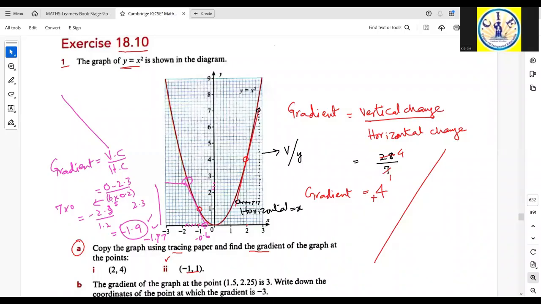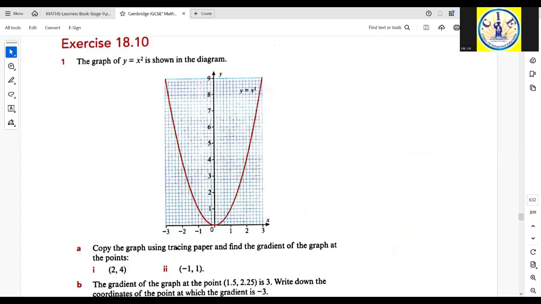Okay, then it is part B now. The gradient of the graph at this point is 3. Write down the coordinates of the point at which the gradient is negative 3. Okay, first of all, we need to jot down the point, 1.5 for x and 2.25 for y. Let me zoom it in.